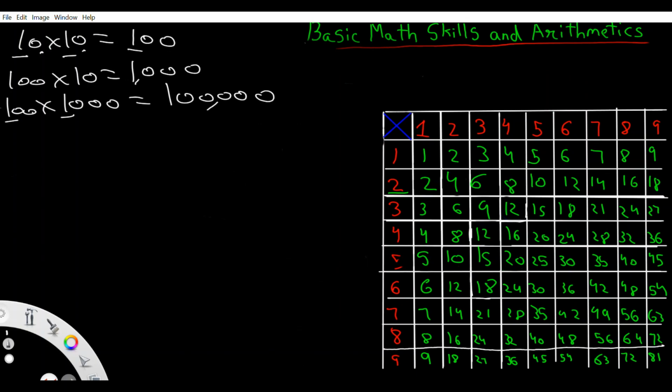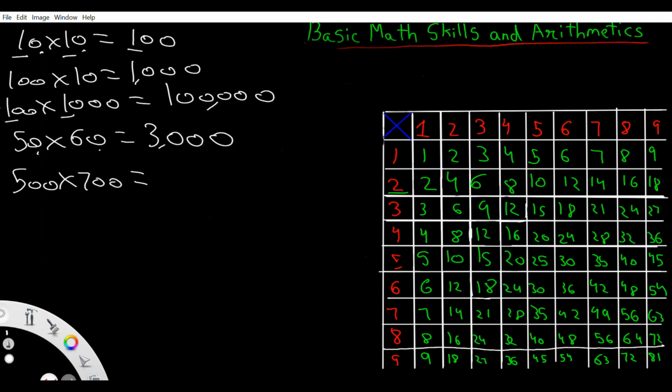Let's do this to harder problems. So if you want to multiply 50 times 60, we first do 6 times 5, which is 30, and then we add the zeros, which is 3000. If you want to do something like 500 times 700, we first do 5 times 7, which is 35, and then we add the remaining 4 zeros to it, which is 350,000.